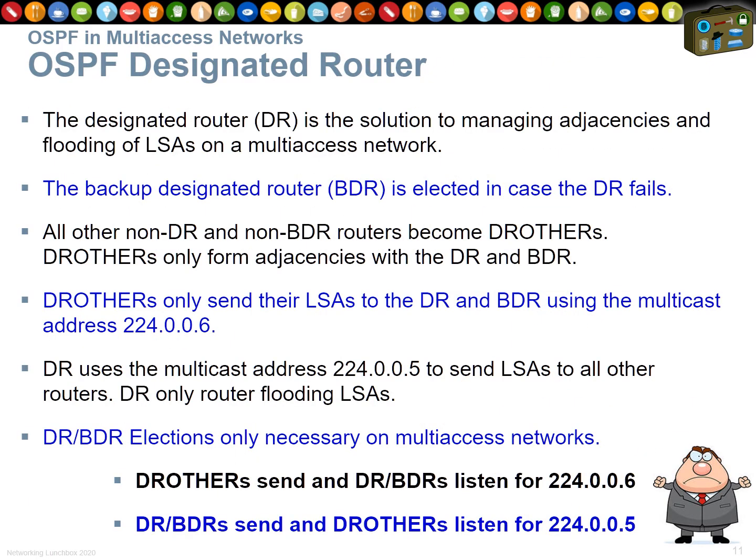So, recap of the DR-BDR election. There's a boss in charge of all the networks on that particular multicast, and there's a backup. All the others are called DR others. Now, when they've got information to say, the DR others send information towards the DR and BDR on 224.0.0.6. And when the DRs have figured out what they need to share back to everyone else, they send it out to everyone else on 224.0.0.5.